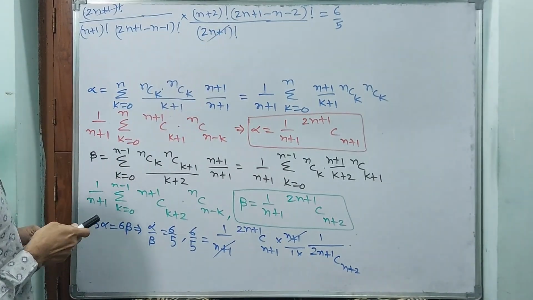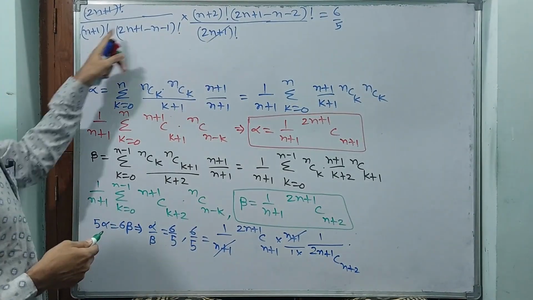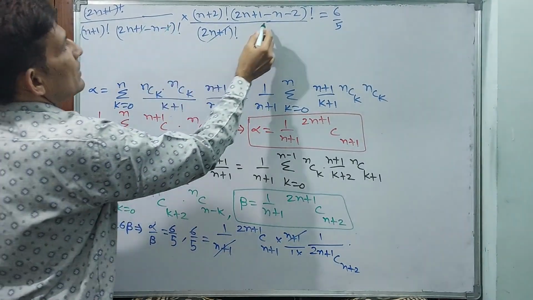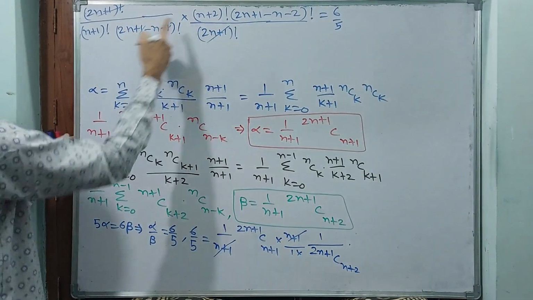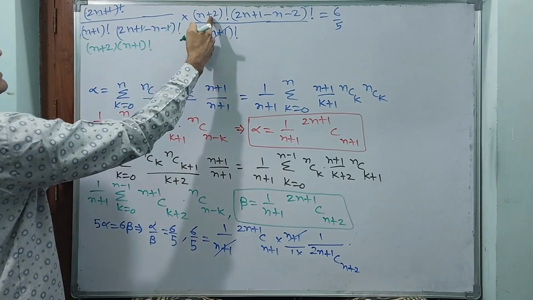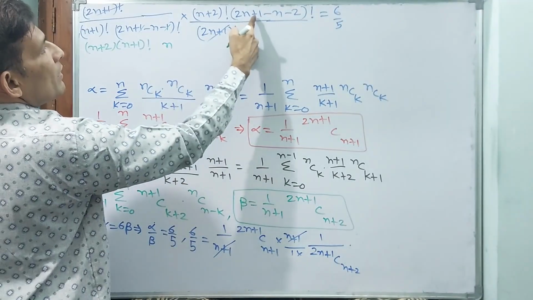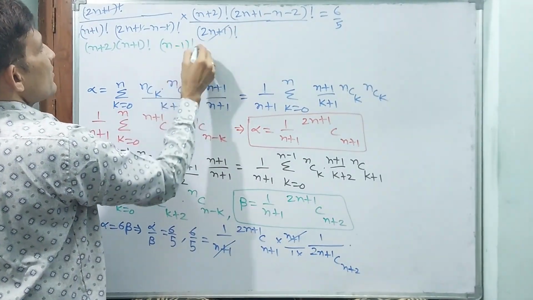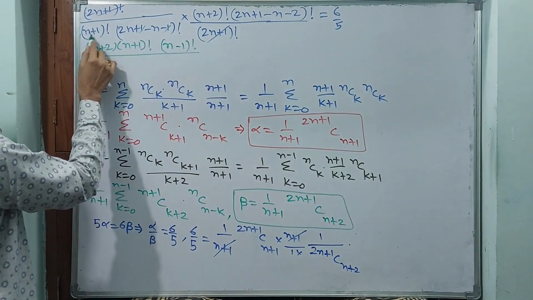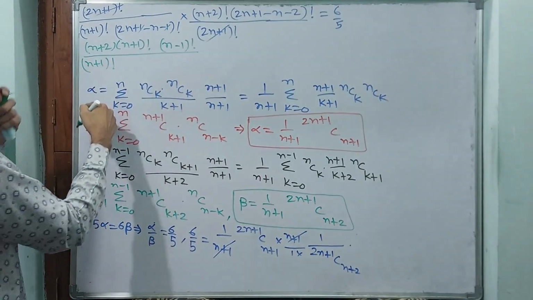Afterwards, here n+1, here n+2 is there. See here, plus 1 minus 1 you cancel out. See, n+2 and n+1. That means see how I am writing: (n+2) into (n+1) factorial, and this (2n minus n minus 1) factorial. Numerator divided by denominator, you see (n+1) factorial is there. Write down (n+1) factorial directly. We will cancel out this one.